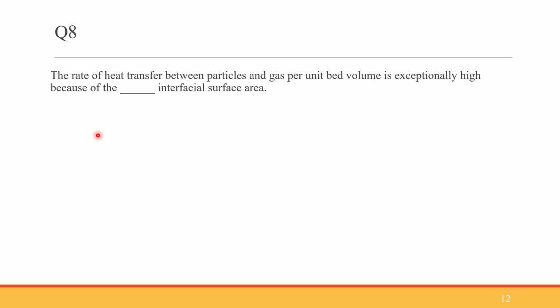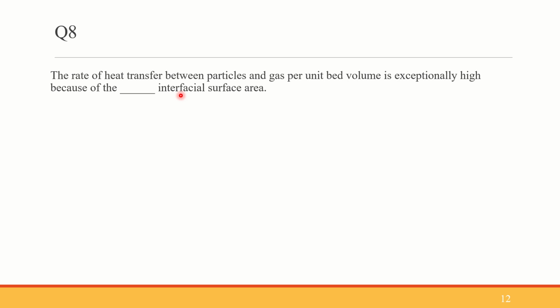Moving on, for question 8 we have the rate of heat transfer between particles and gas per unit bed volume is exceptionally high because of the dash interfacial surface area. This is what we have been saying every time, that as the bed is fluidized, the rate of heat transfer is enhanced. Why? Because the interfacial surface area is increased.